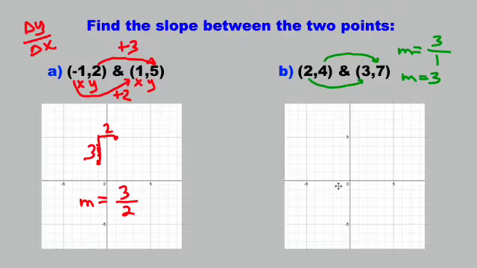And let's go ahead and go to the graph. I have (2, 4) would be right here. I have (3, 7) would be right here. And just now you can see I'm going up 3 and I'm going right 1, which corresponds to a slope of 3.